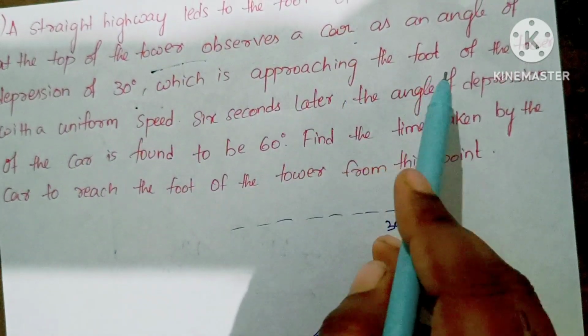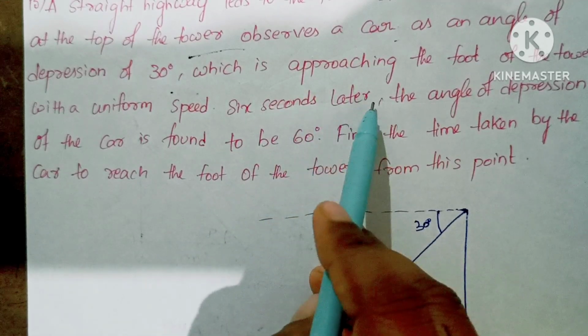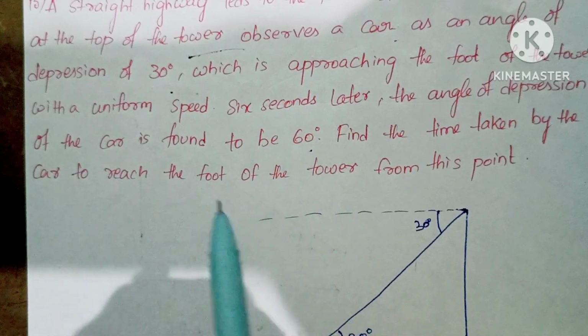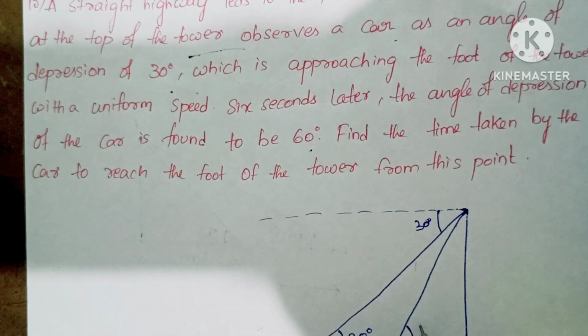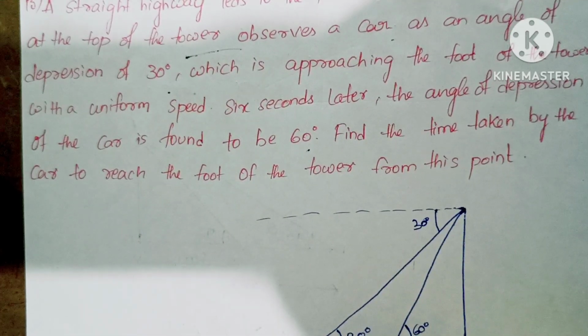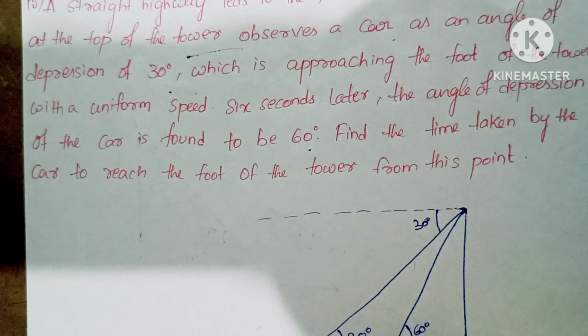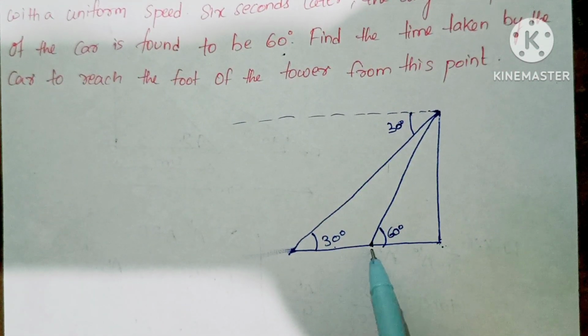Okay, so next what did he say? The car is approaching the foot of the tower with a uniform speed. 6 seconds later, the angle of depression of the car is found to be 60 degrees. After 6 seconds, the angle of depression is 60 degrees. So find the time taken by the car to reach the foot of the tower. That means he was asking, from this point to the foot of the tower, how much time it will take. From here to here it took 6 seconds. From here to here is what he was asking.